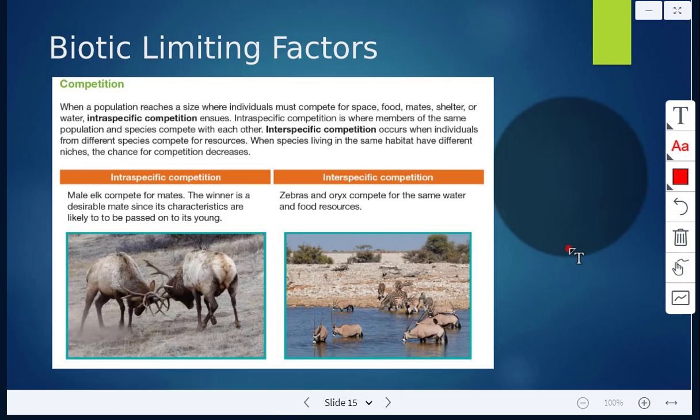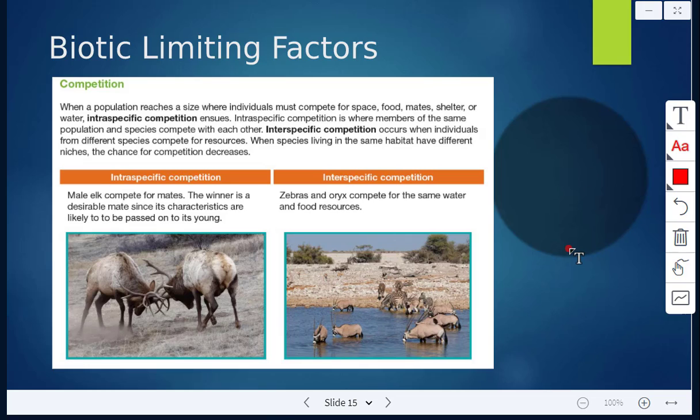Interspecific competition is when individuals from different species are competing for resources, and it's usually when species are living in the same habitat. But they might have different niches, and then when this occurs, the chance for competition will decrease. So again, maybe hunting at different times, for example, like nocturnal.